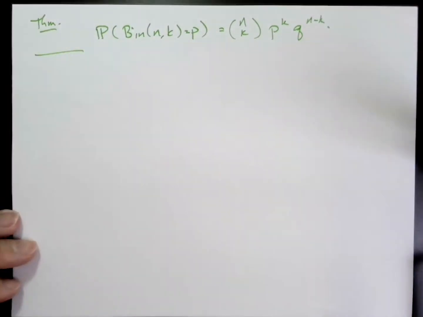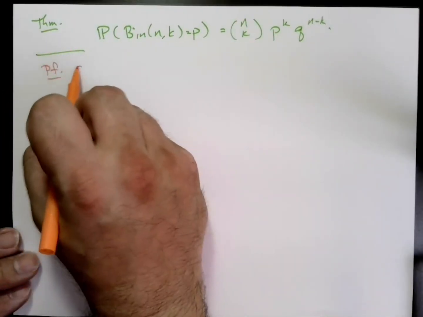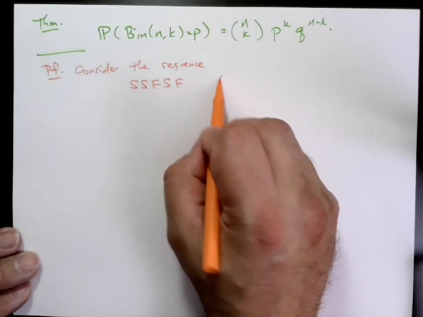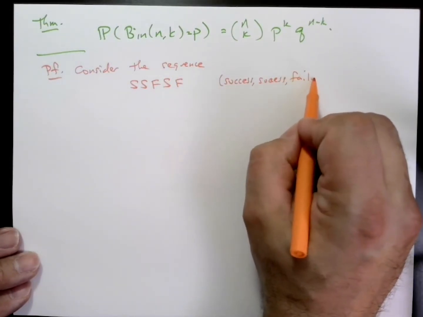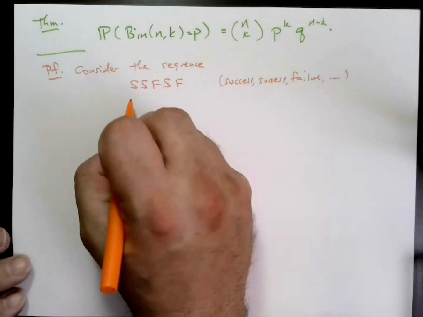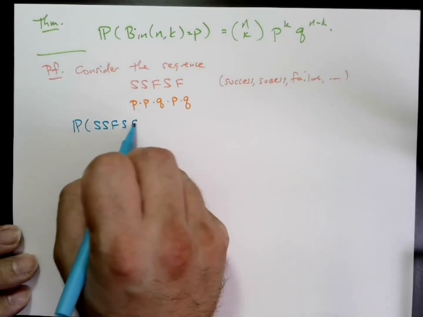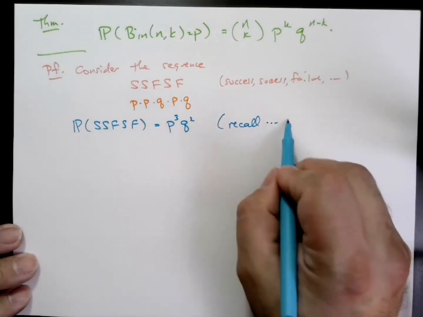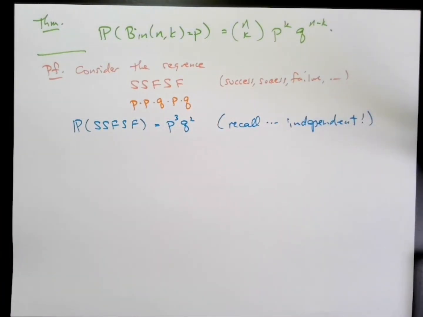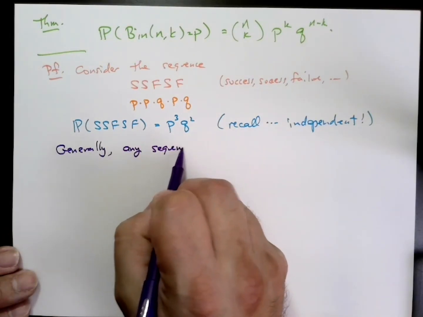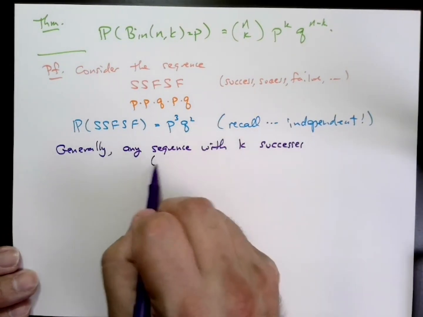And let's prove this. So let's consider one concrete example. Let's imagine the sequence success, success, failure, success, failure, in that order, okay? So the probability of successes is p, the probability of failures is q, and since these are independent, the probability of this sequence is just the product of those 5 numbers, which is p cubed, q squared, and it just counts the number of successes. P cubed, the 3 comes from 3 successes, q squared comes from 2 failures.